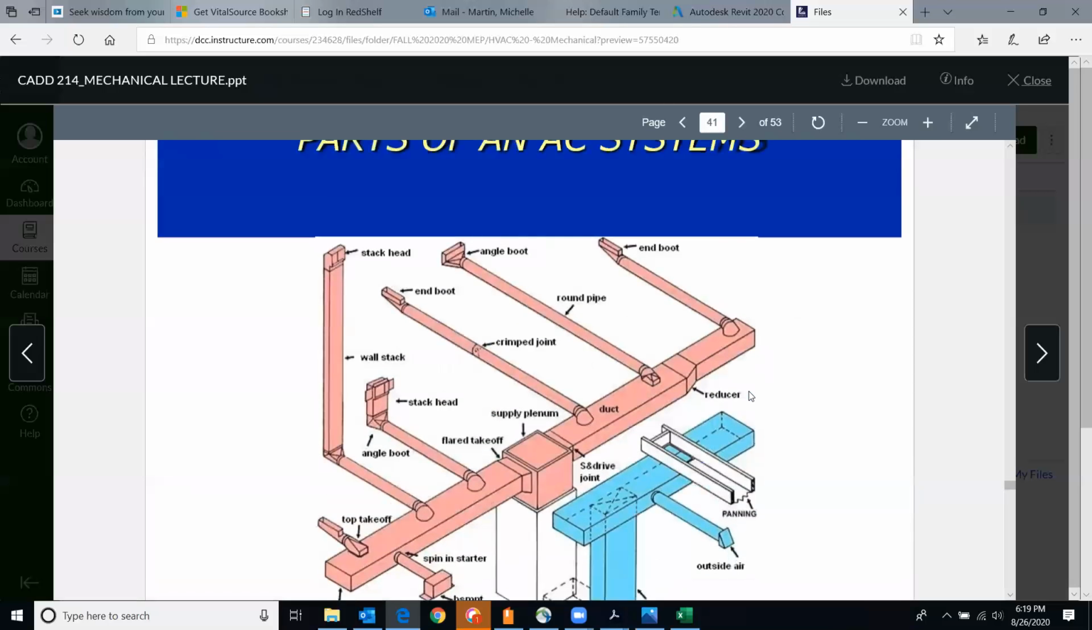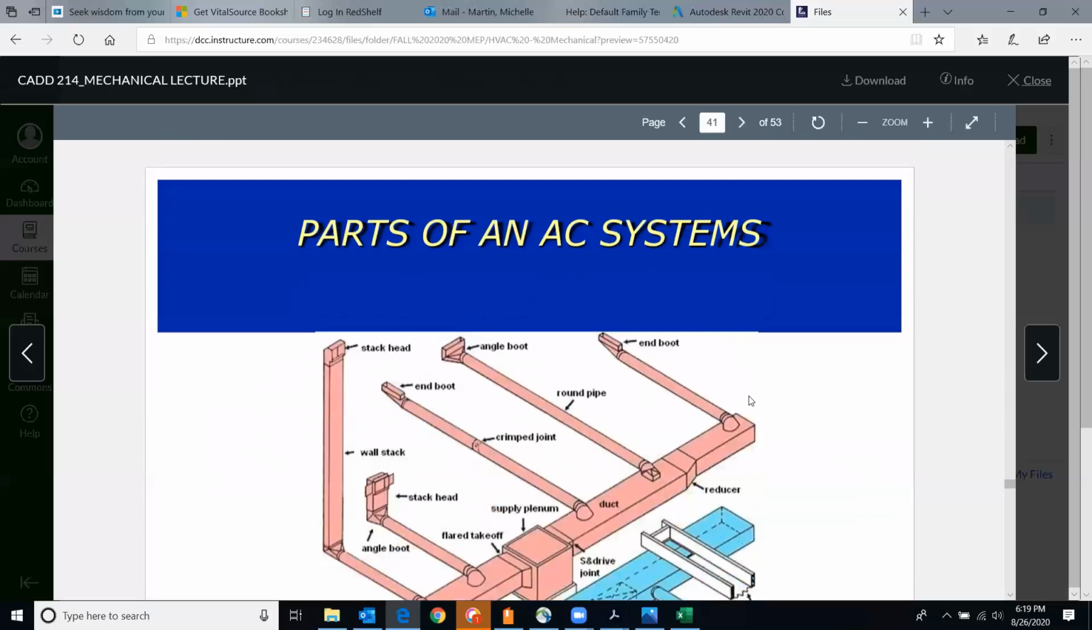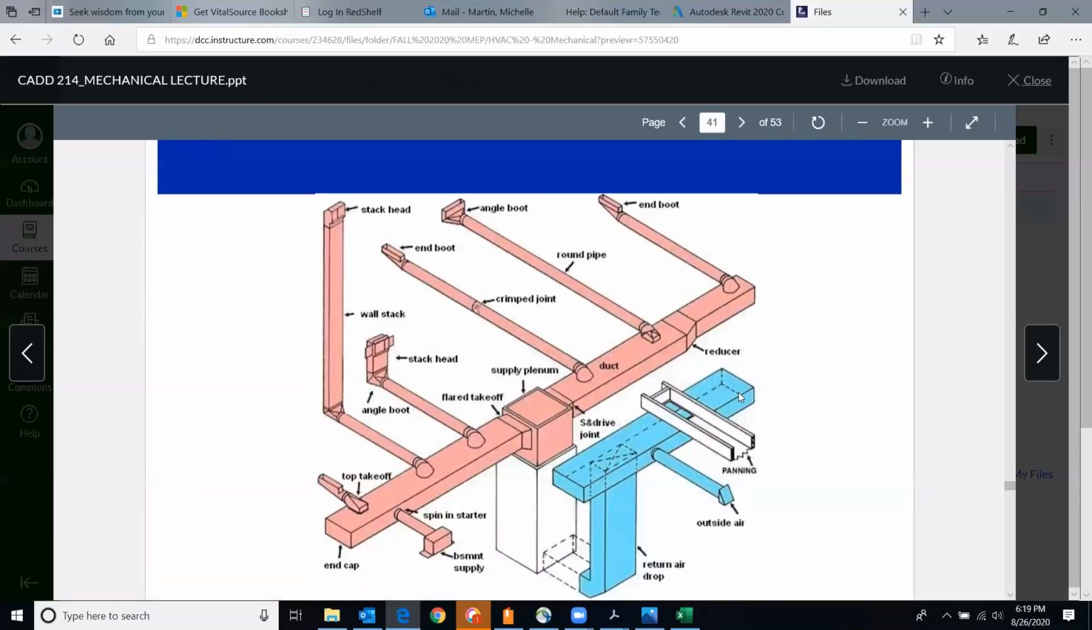And you may want to review this section right here. And then there are different parts of the AC system. We're not going to be working with all of these different parts, but probably a large percentage of them we will be, like this ductwork, the service plenum, the return air, and the venting.